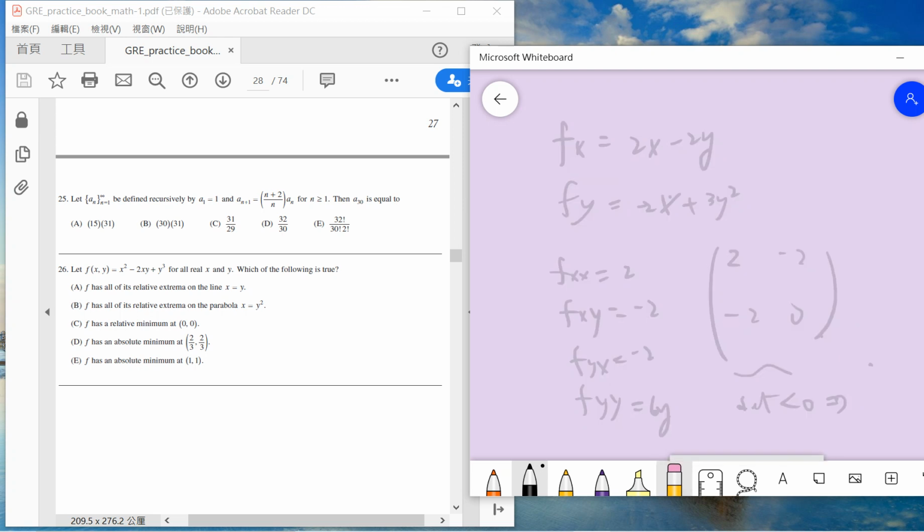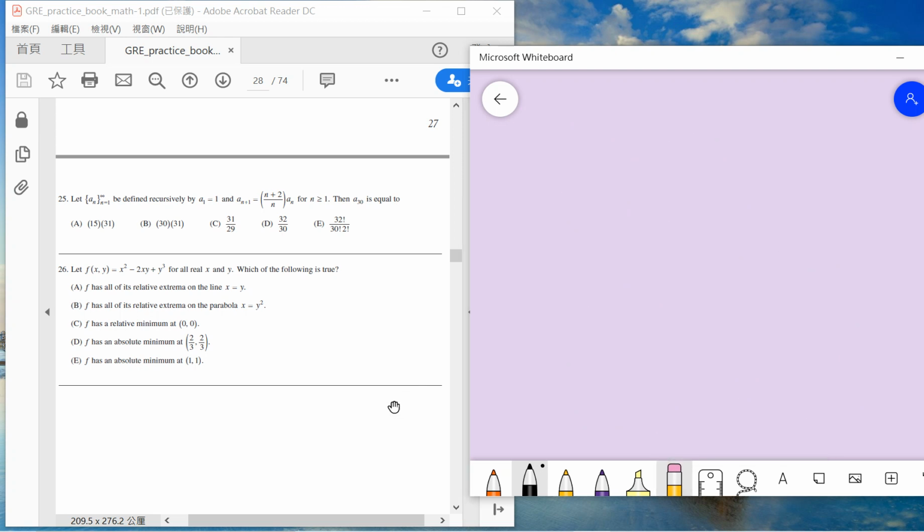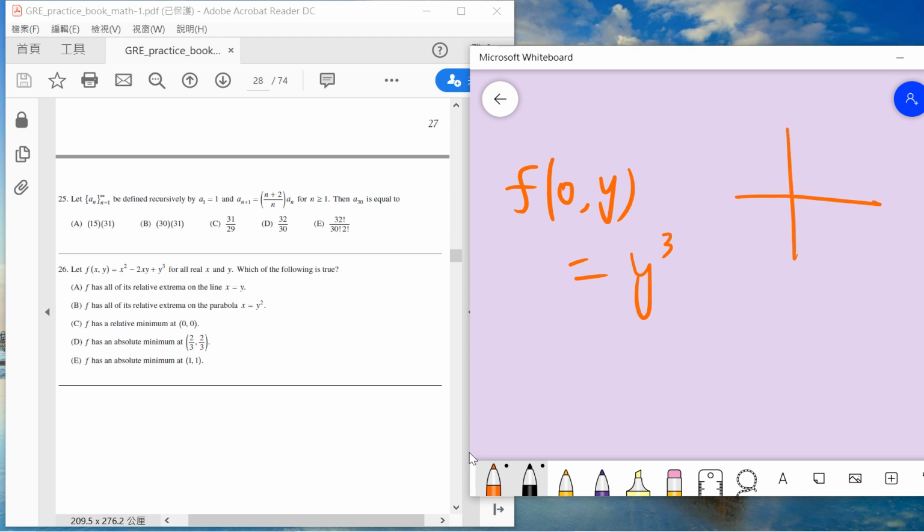And D and E ask about absolute minimum. Notice that if I let x be 0, then this function is y cubed. So there's no absolute minimum or maximum for y cubed. So the D, E choices are false. So the answer is A. The answer is A.